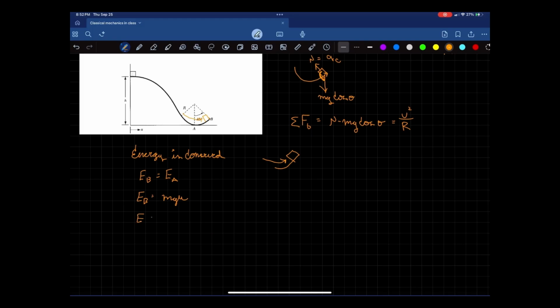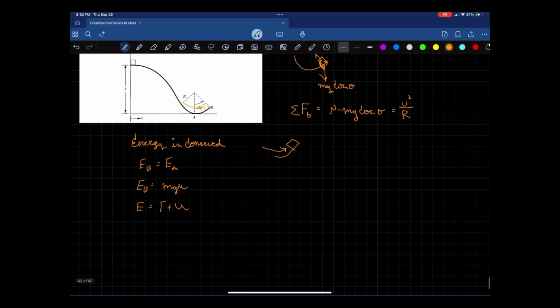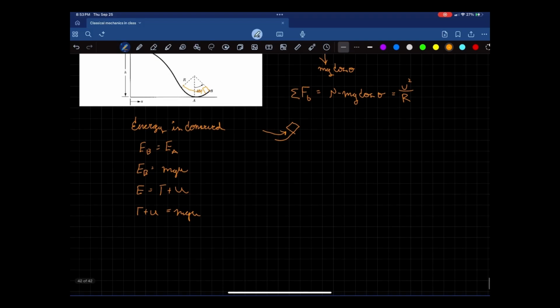We can define energy as T plus U. So we have T plus U equals mgh. And then, well, what's our T? T is pretty easy. It's usually always equal to half mv squared.